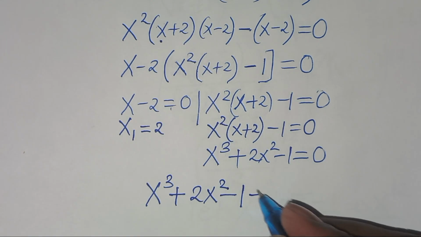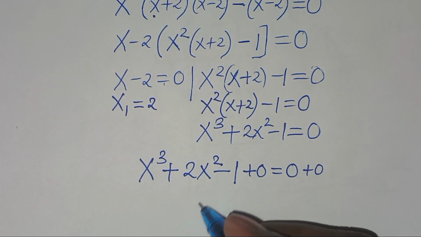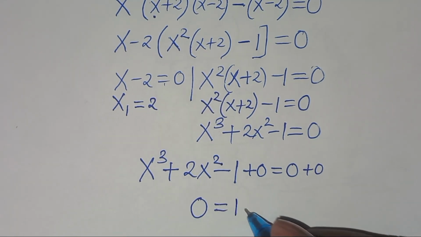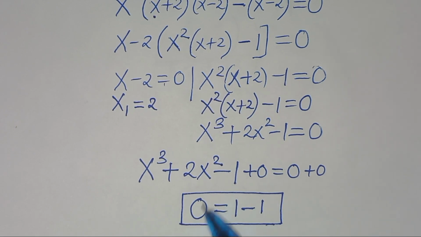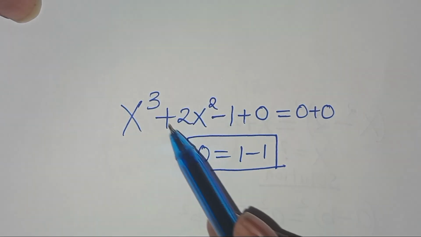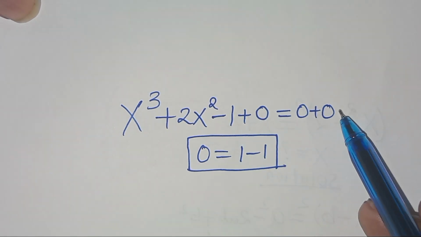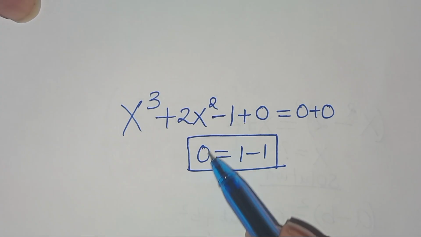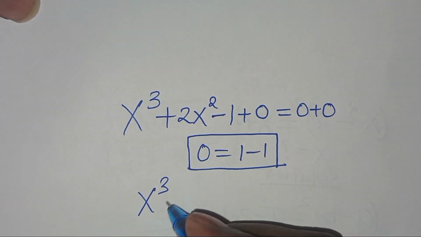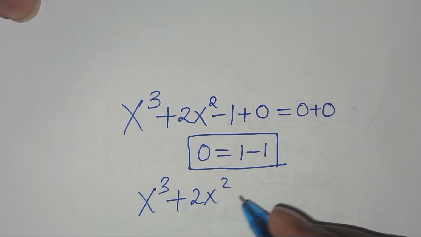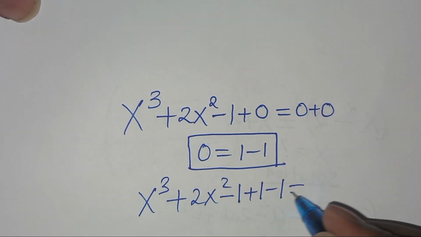Now, if you just add 0 here, it will be equal to the same thing. We can express 0 as 1 minus 1. So we can add 0 on the left hand side and also on the right hand side, so that we express 0 as 1 minus 1. So let's substitute this. This is x^3 + 2x^2 - 1, then plus 1 minus 1. This is equal to 0.